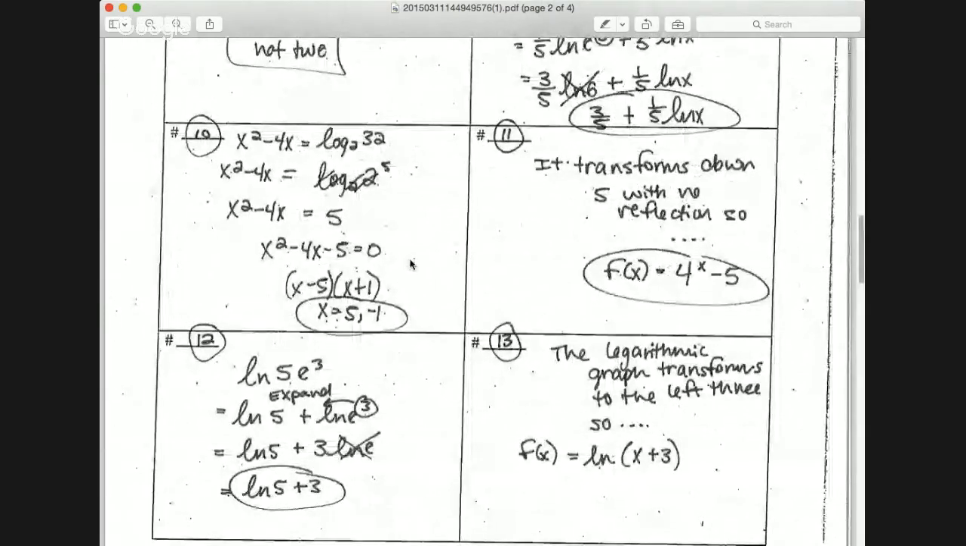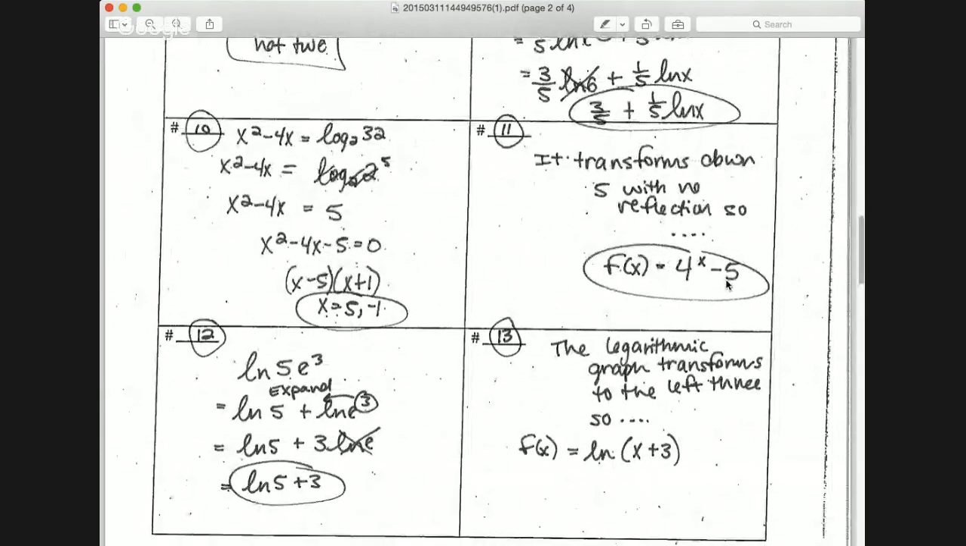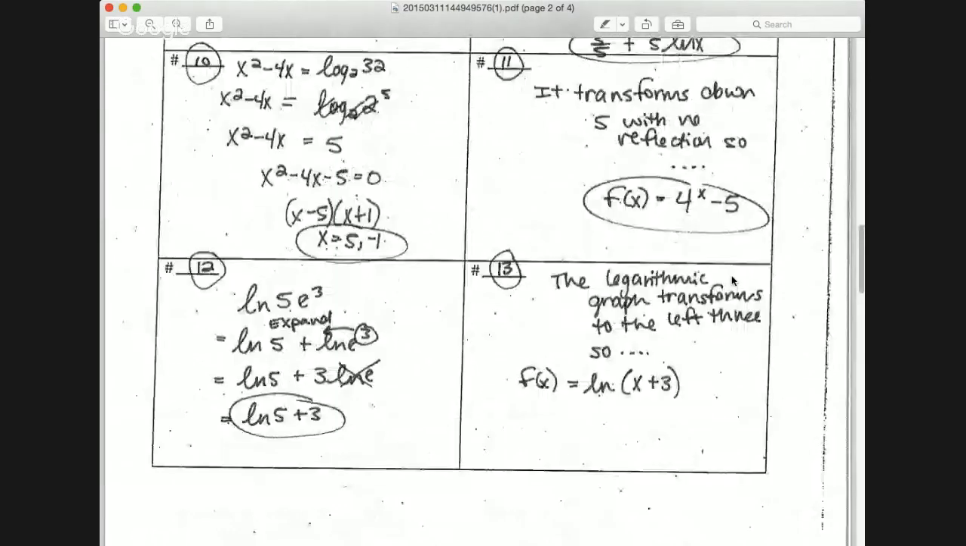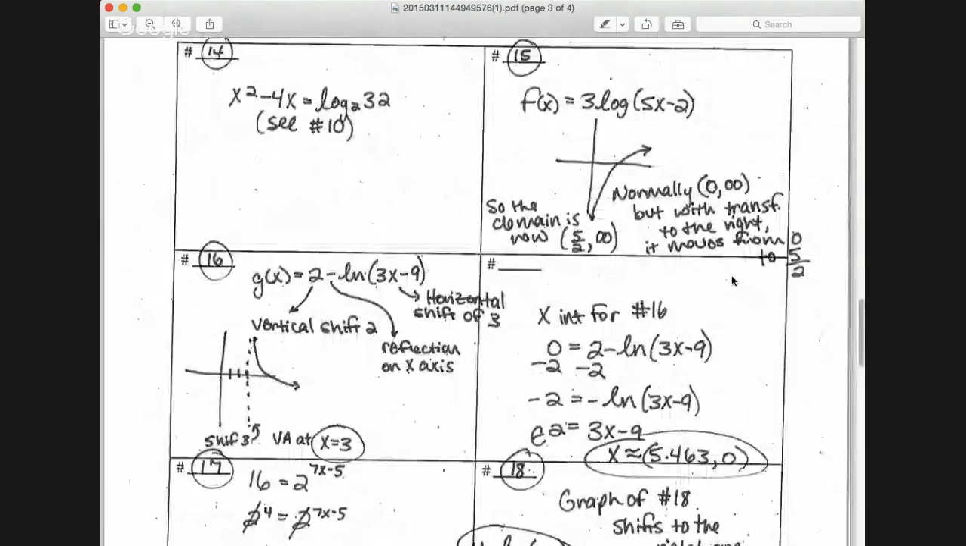We did that one. We did that one. Right here, remember that -5 here in number 11. With -5, that's a vertical transformation. Remember, since it's exponential, that vertical transformation will push that horizontal asymptote down 5. So the vertical asymptote would be x equals -5. So just be careful on that.